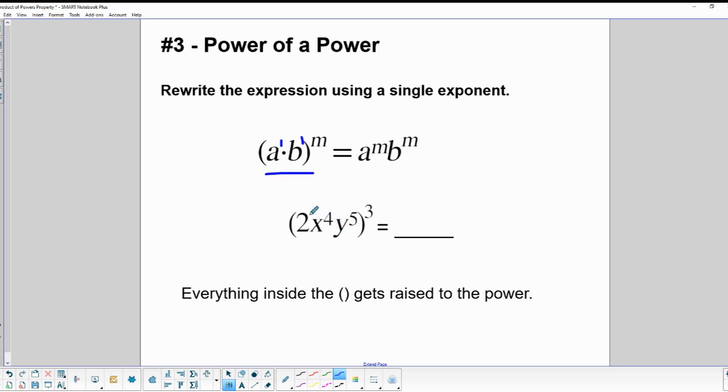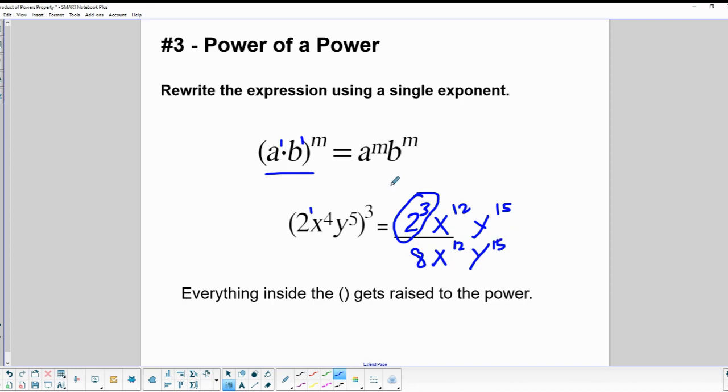This next one might look a little more practical. So I've got 2 to the first, x to the fourth, y to the fifth. So I go 3 times 1 is 3. So I will have 2 to the third here. 3 times 4 is 12. So x to the 12th power. 3 times 5 is 15. So y to the 15th power. And then on Alex, if you have a number that's to a power, Alex almost always wants you to simplify that. So that would just equal 8. And then our x to the 12th, y to the 15th.